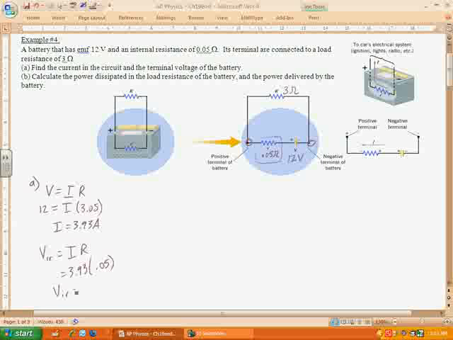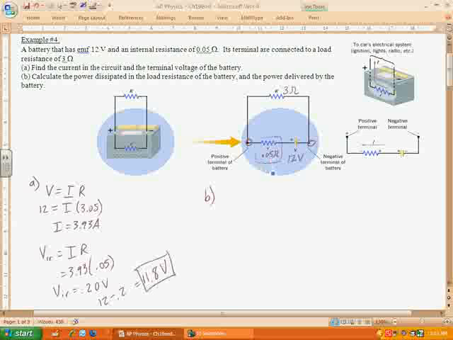So if that's the internal, the question is, what is the terminal voltage? What are we actually getting out? Well, we're getting out 12 minus 0.2, which gives us about 11.8 volts. So that's our terminal voltage. Let's go on to letter B. Letter B says calculate the power dissipated in the load resistance of the battery and the power delivered by the battery. Let's look at each of those.